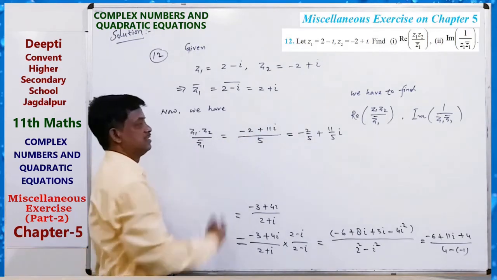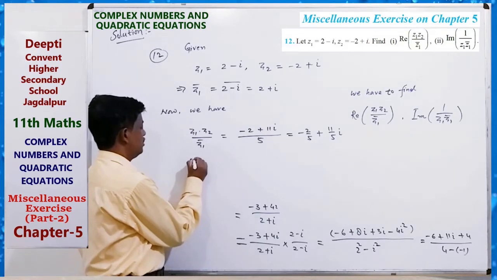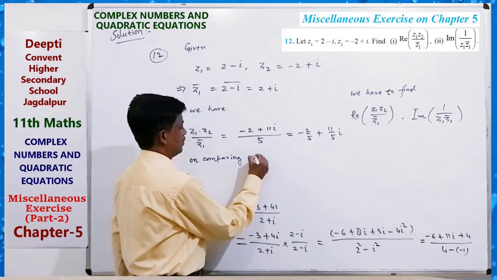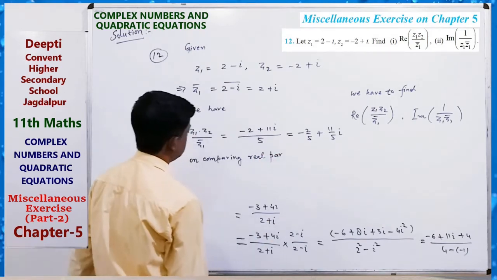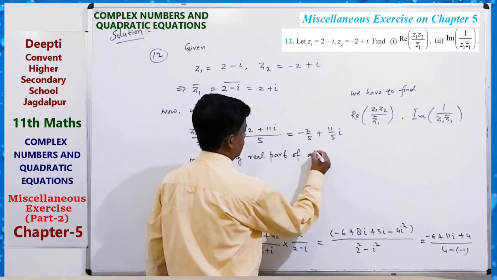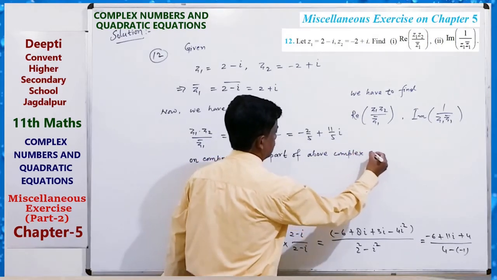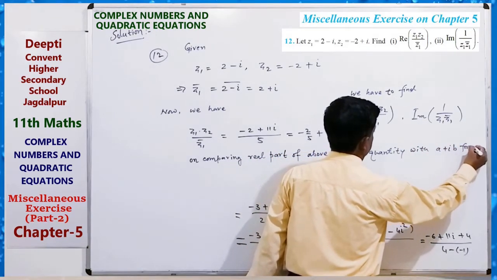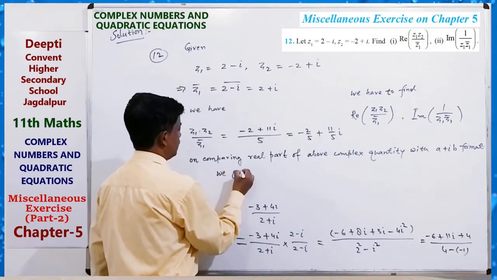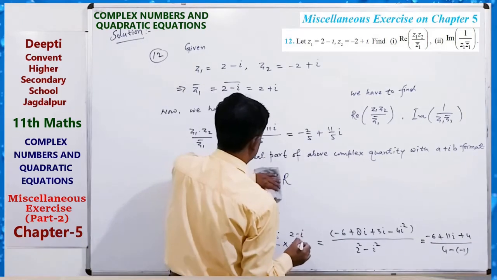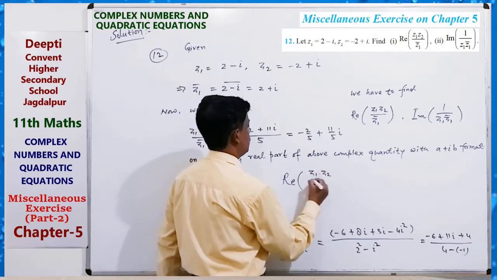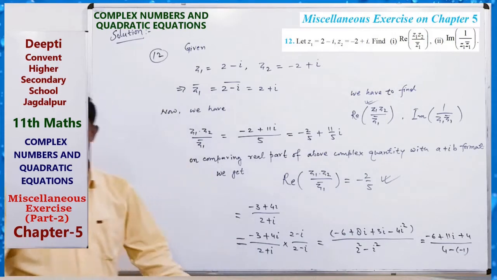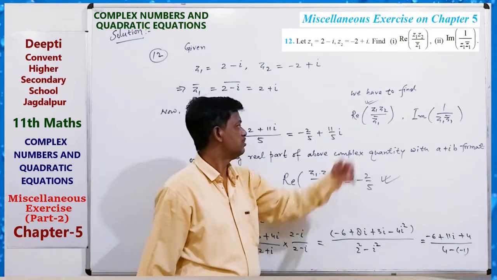Okay, so this is equals to real part plus imaginary part. On comparing the real part of the above complex quantity with a plus ib format, we get a equals to real part. The real part of z1 z2 upon z1 bar is equals to minus 2 by 5. This is our first answer. Okay, this real part. We can also find its imaginary part, 11 by 5.